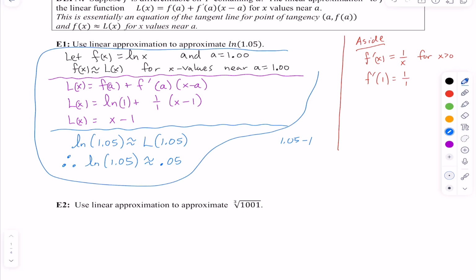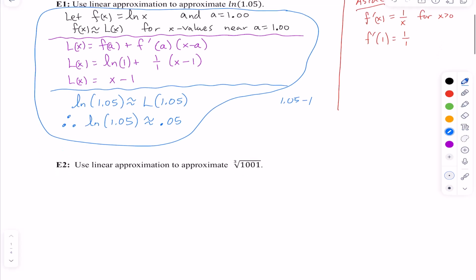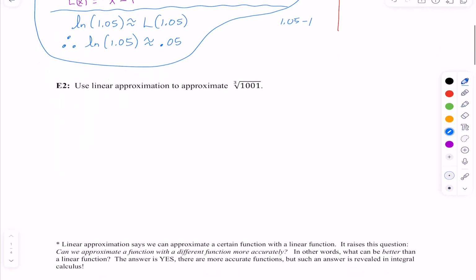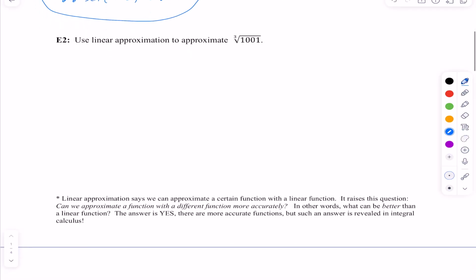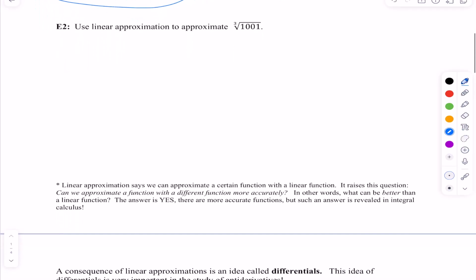This would be a good time to pause the video and you could attempt example 2. See if you could define the function and choose an a value so that you could actually approximate the function that you define. This would be a good chance to pause the video and attempt this problem yourself. Now, if you want to check your answer, unpause the video and let the video run and see if your writing compares with what you're supposed to get.